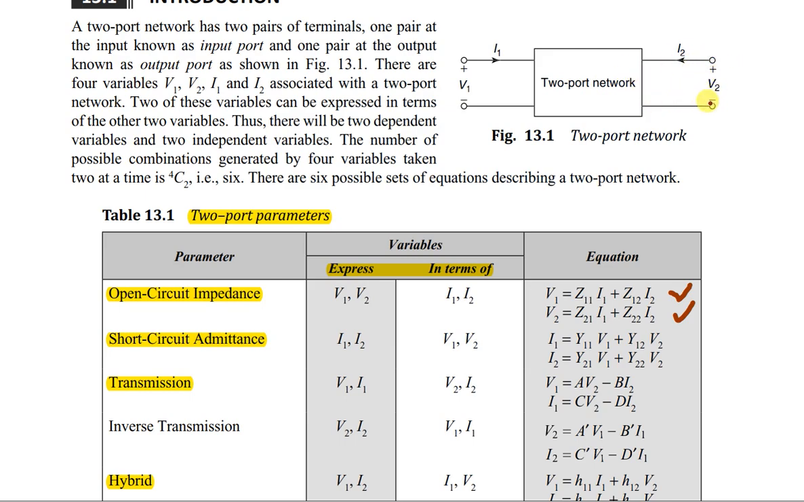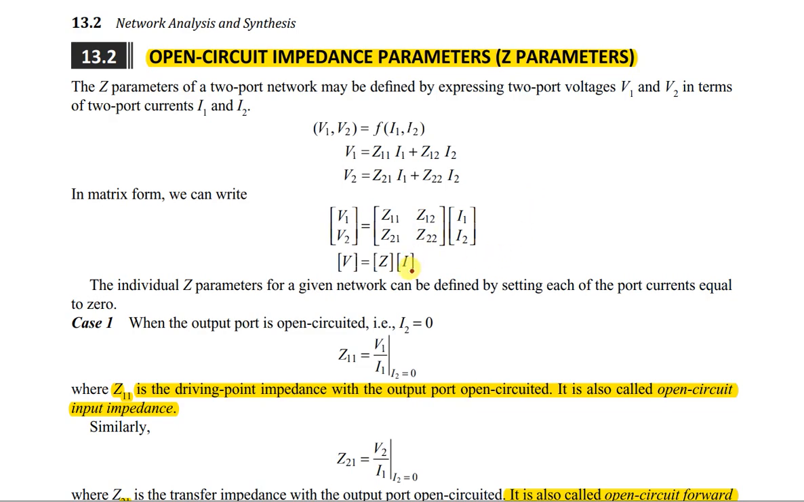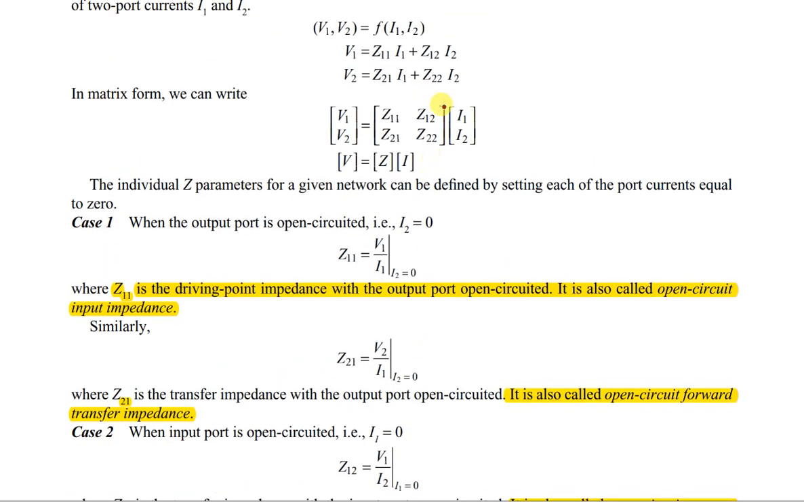If you don't connect anything across this, it is called open. Now if you don't connect anything here, load, if you don't connect, I2 is equal to 0, because of open circuit, I2 becomes 0. So now we are making I2 equal to 0.